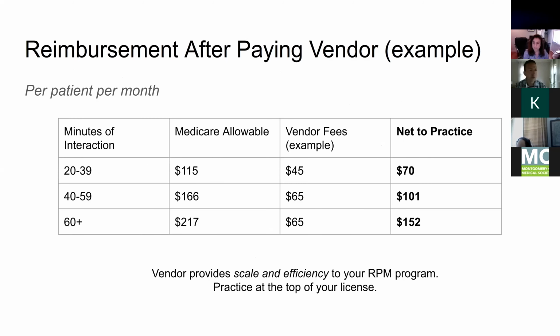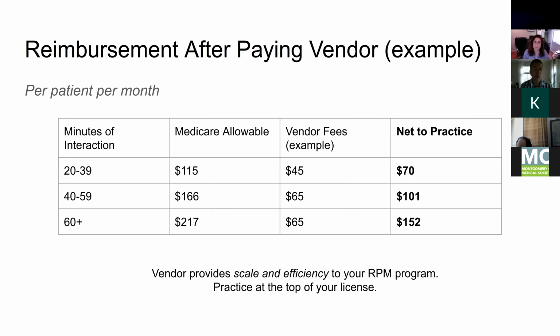So if you include the cost of a vendor to manage the device and a lot of this monitoring and clinical interaction, we wanted to communicate to you what we are talking about in terms of the potential reimbursement after paying the vendor fee. And as you can see here on the right, after the vendor fees are paid, we're typically talking about a net reimbursement of about $70 to $150 per patient per month. We see many of our practices averaging right around the $80 to $100 per patient per month range currently.